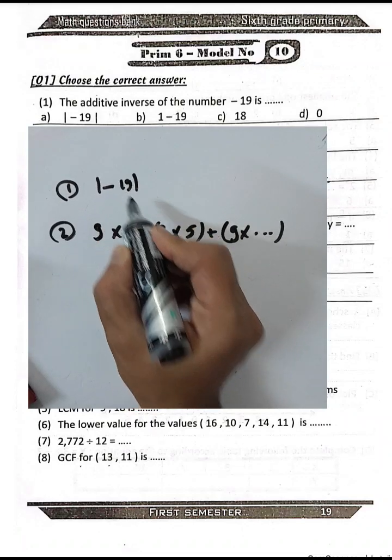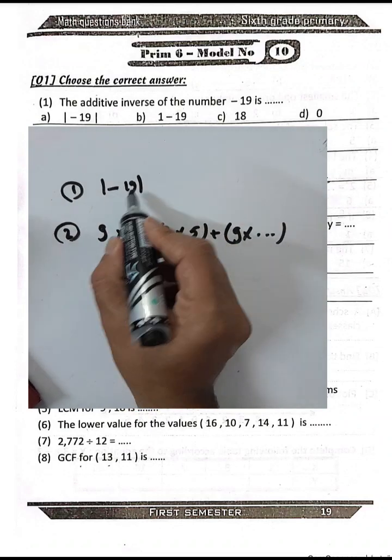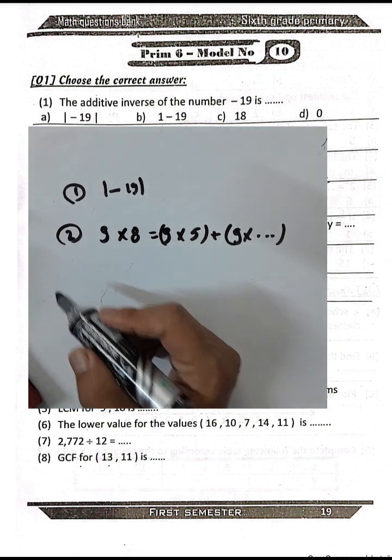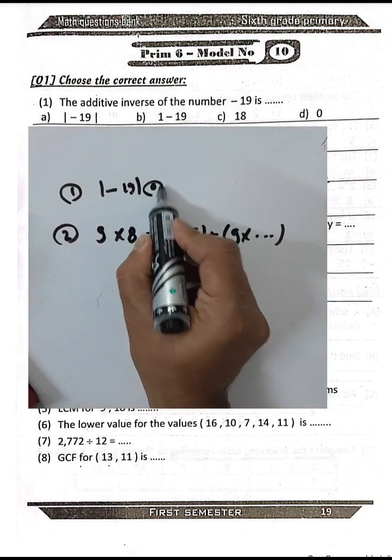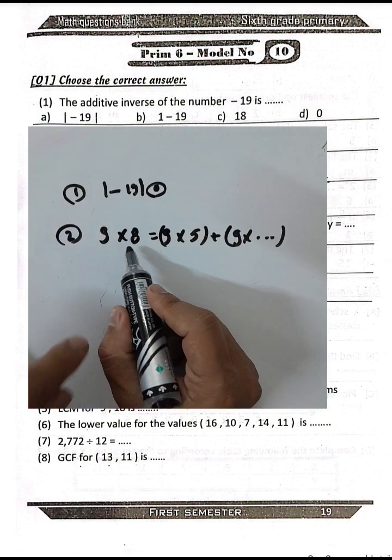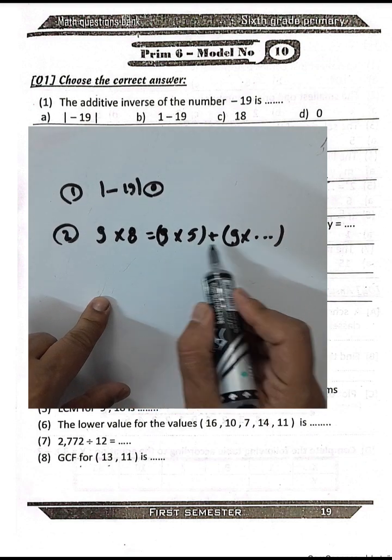Additive inverse of negative 19. It will be the absolute value of 19. Okay, choose letter A. Question number 2: 9 times 8 equals 9 times 5 plus 9 times what?